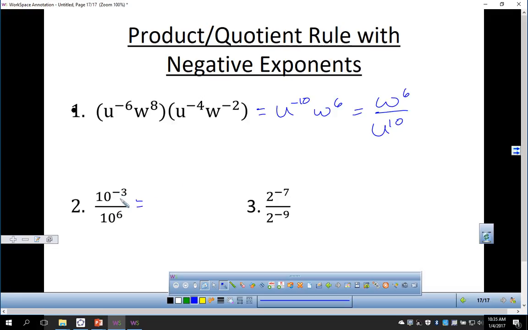Who can tell me what this is? Subtract the exponents, Nick. What's negative 3 minus 6? Negative 9. 10 to the negative 9. Okay? What's that equal to?